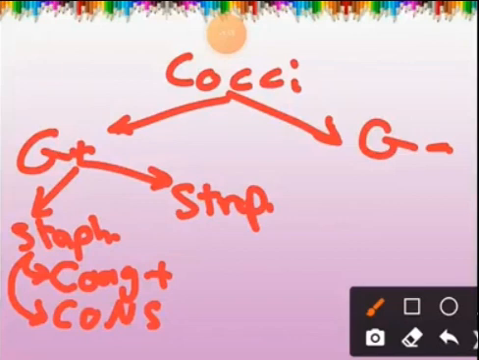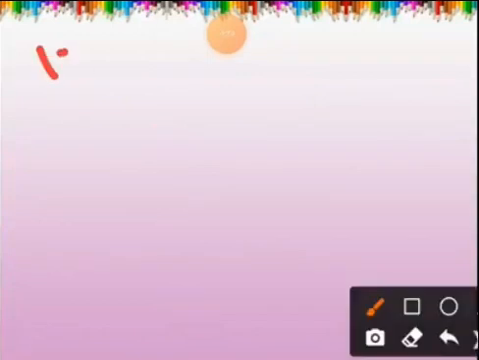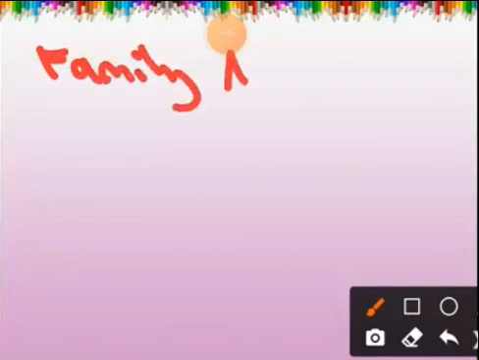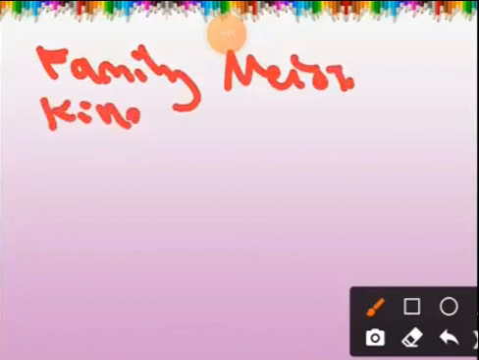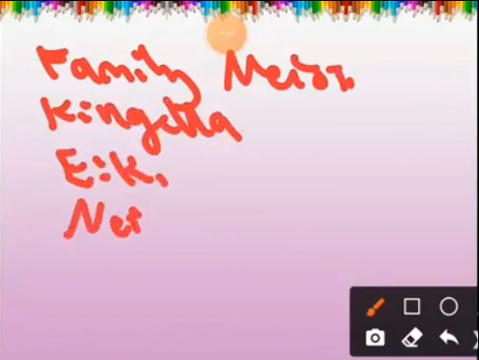In the previous lecture, we talked about the family Neisseriaceae. We mentioned that the family Neisseriaceae are gram-negative bacteria, which includes many genera, including Kingella, Eikenella, Neisseria, and more than 32 species.